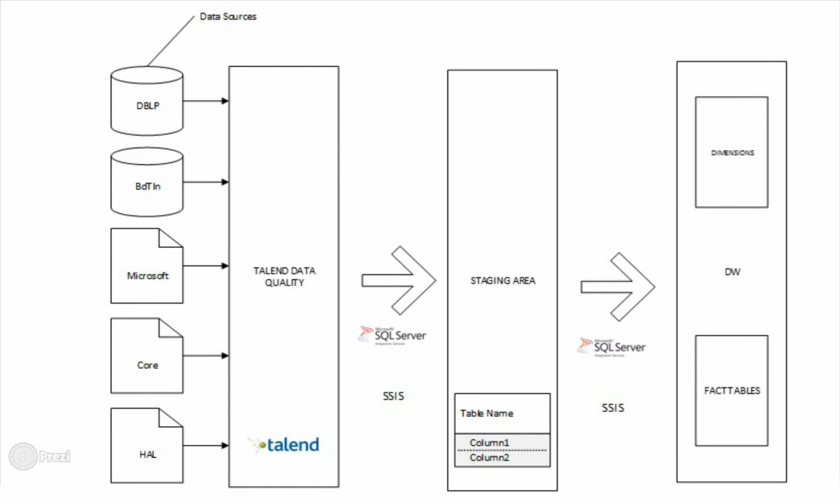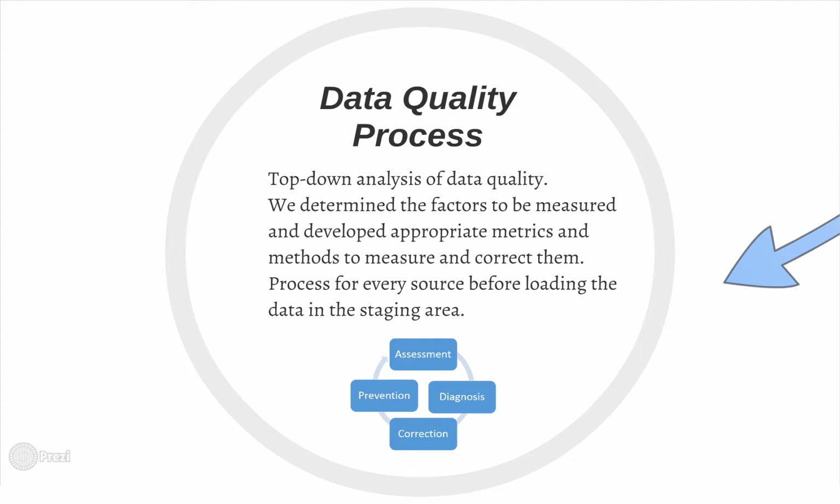So after that, we will use once again the SSIS tool to do an ETL process on this staging area and then generate the data warehouse, which is specifically all the dimensions and facts that we previously mentioned in the first phase during the DFM presentation. So now we're going to talk about the data quality process.